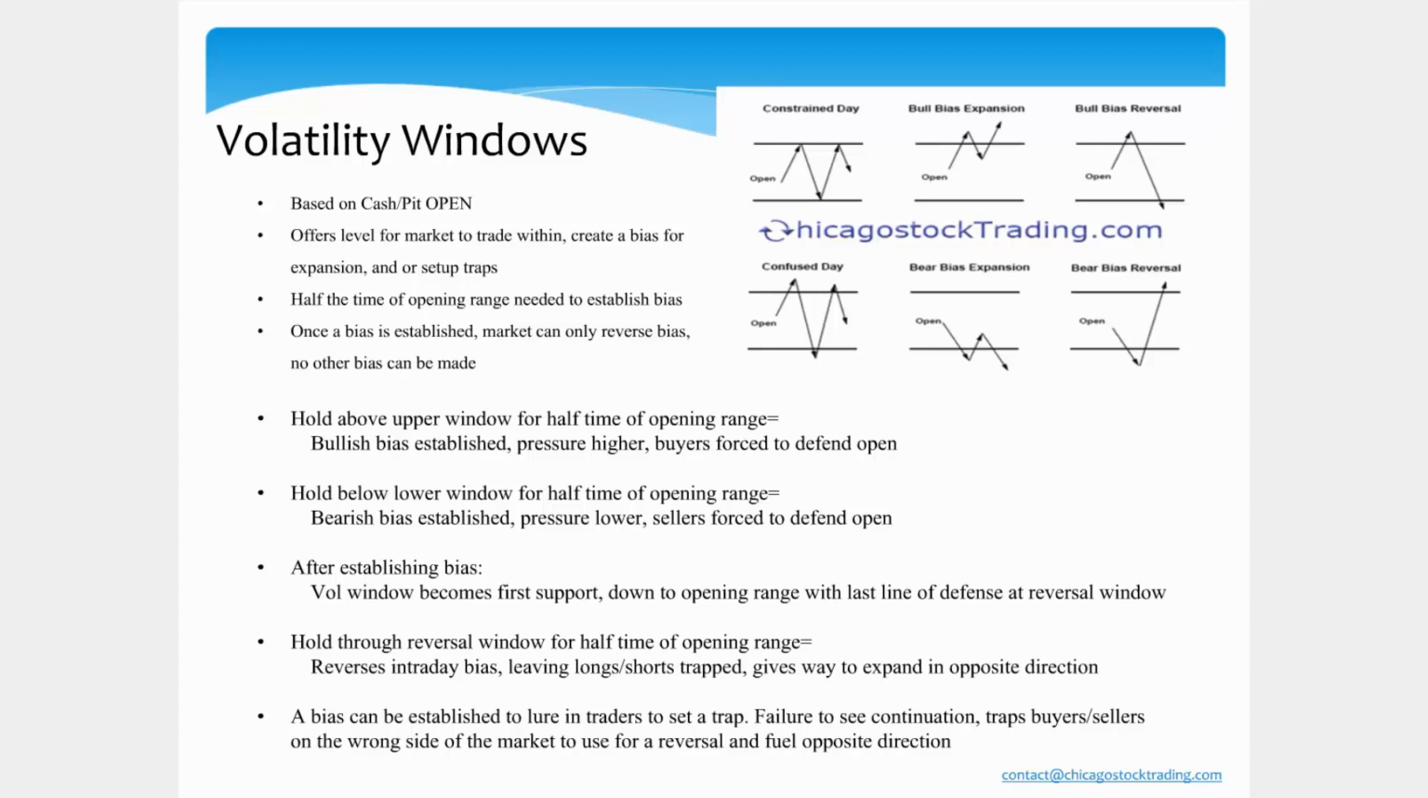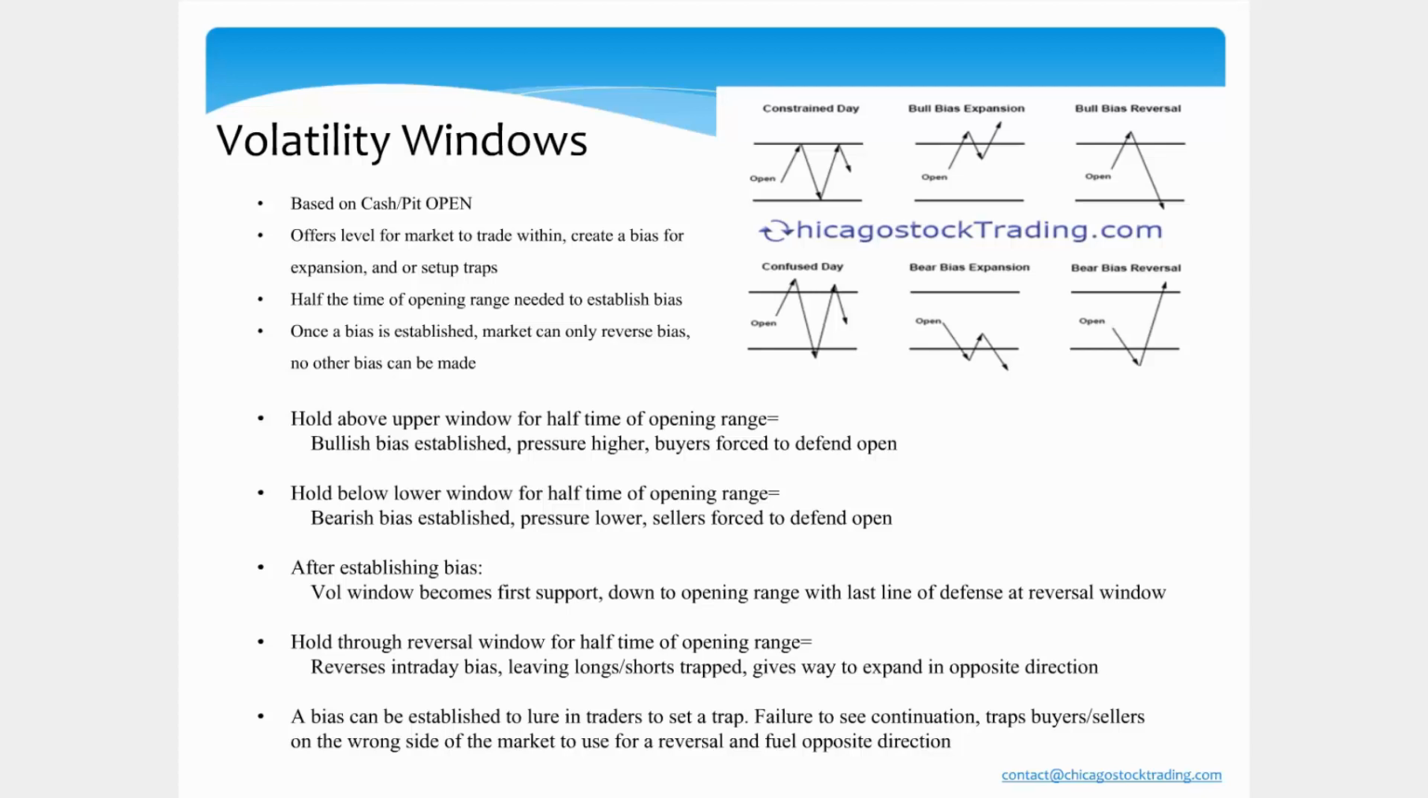We'll look at that. So for example, a hold: if the opening range is 10 minutes, then half of that time is needed above the upper volatility window in order to establish a bias. And the reasoning for the time is that you can run into the upper volatility window and even break through that and then come right back down. The question is, is there enough demand that the market can hold above that resistance level to show that there's underlying demand? And that's where the time comes in.